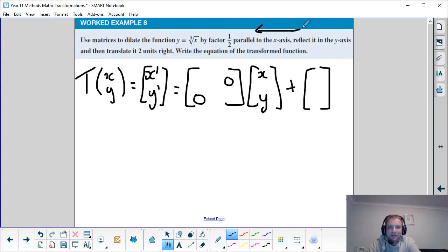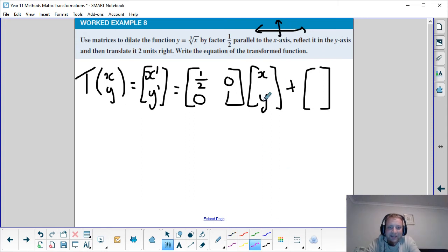Okay, so if I've got a plane here, let's just think about what this language means. We've got to interpret this. We're dilating by a factor of a half, so we're going to be putting a half somewhere, parallel to the x-axis. The x-axis is here, so anything that's parallel to the x-axis is moving side to side. So side to side transformations go in the top row. All right, I'm going to put a half here. There is no mention of a dilation in the other direction, so we have to put a 1 here on the bottom.